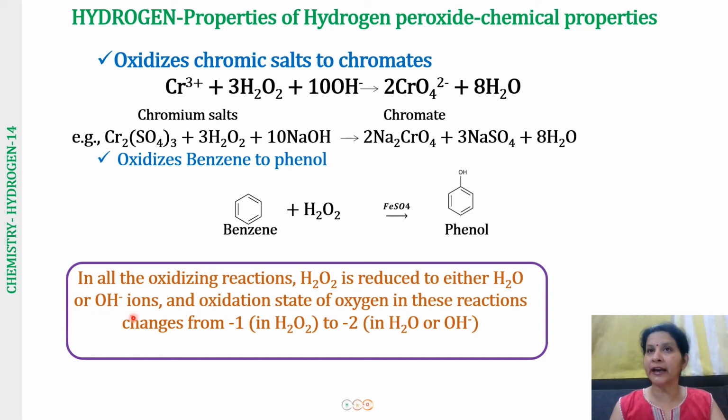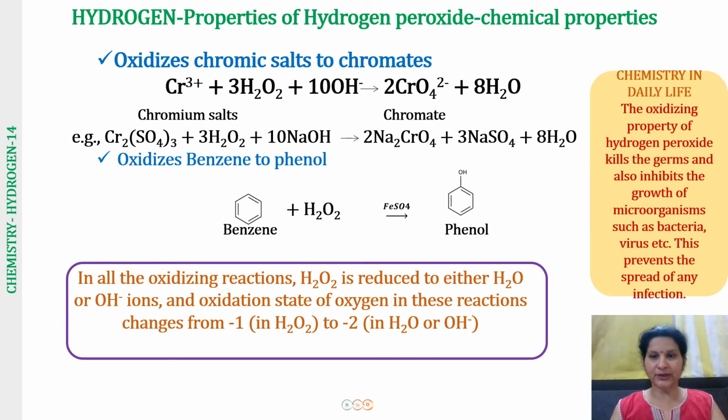But in case you forget them in the examination, please do remember that in all the oxidizing reactions, H2O2 is going to get reduced either to water or OH ions. So you will be seeing in the product side water being formed or OH ions being formed. For example, KOH is being formed, right? So you have to remember this. And the oxidation state of oxygen in all these reactions is going to change from -1 in H2O2 to -2 in water or OH ions. Perfectly fine. Now let us move on to the reduction reactions.